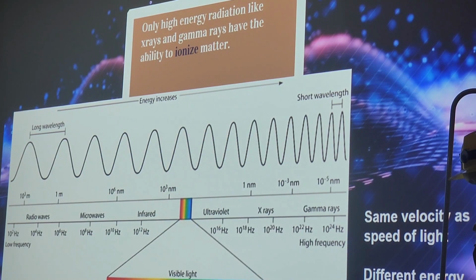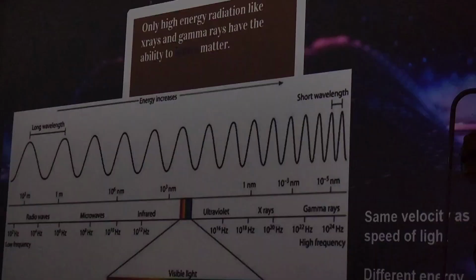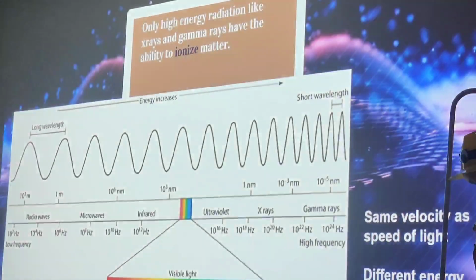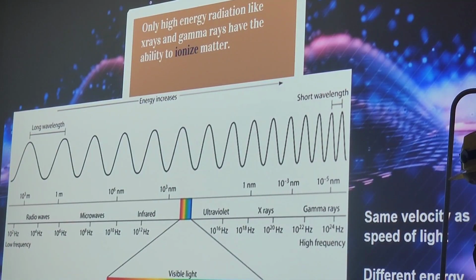Another important thing is that only high energy radiation, like our X-rays and gamma rays, are able to ionize matter. And what does ionization mean? The removal of electrons. And what's the speed of light? 3 times 10 to the power of 8 meters per second. Right.